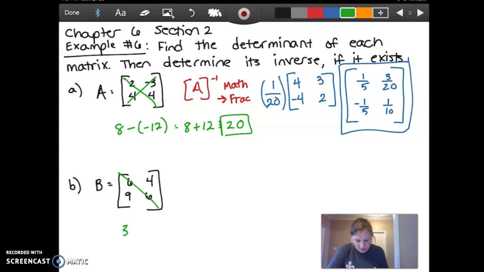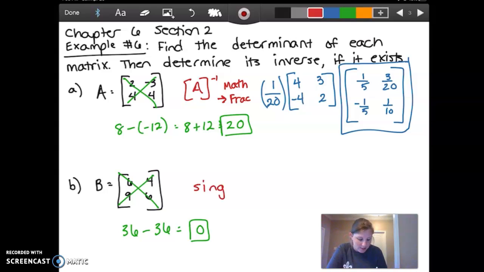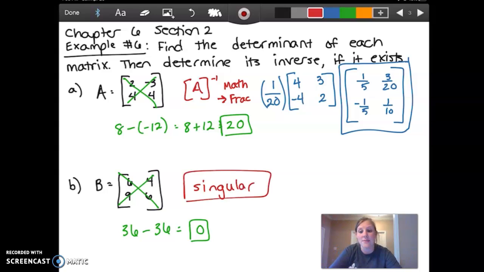6 times 6 is 36 minus 4 times 9, which is 36. This gives me a determinant of 0, and then I'm supposed to find the inverse if it exists. Well, because I have a determinant of 0, I can simply say that this is a singular matrix, meaning it does not have an inverse. And that is it for example 6.